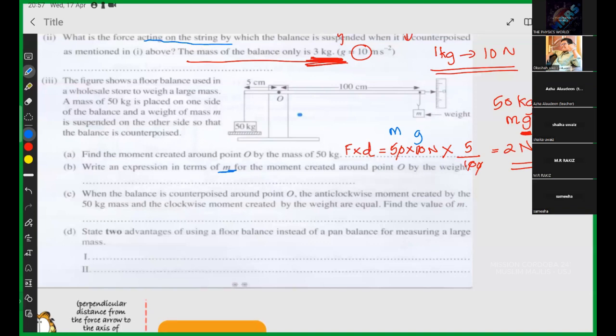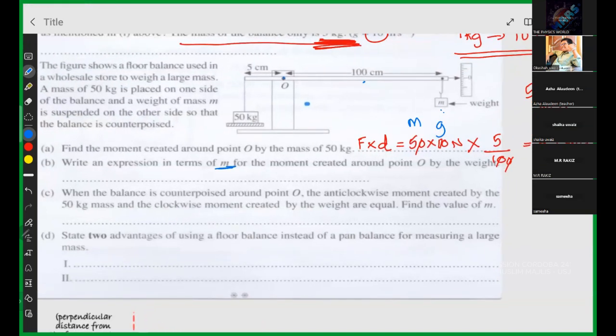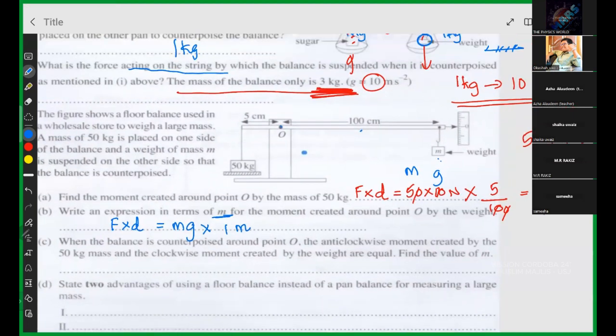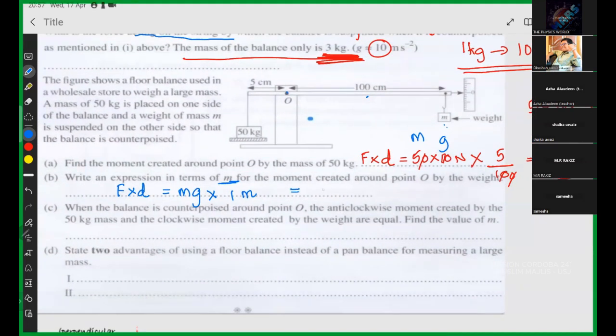Expression in terms of M, around point O: 100 into M. We know moment equals force into distance. Force is M, the weight, so you can directly write it as M into G, the weight, into 100 centimeter. 100 centimeter equals how many meters? 1 meter. So you can write mg. This is fine.